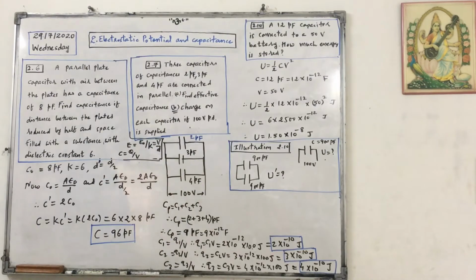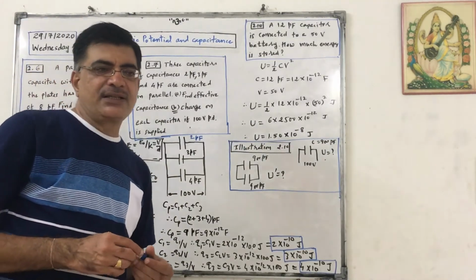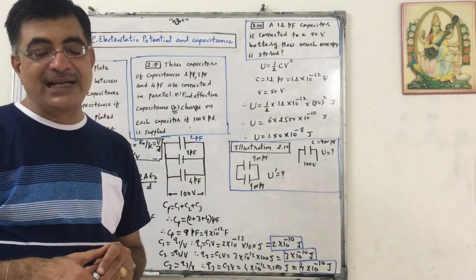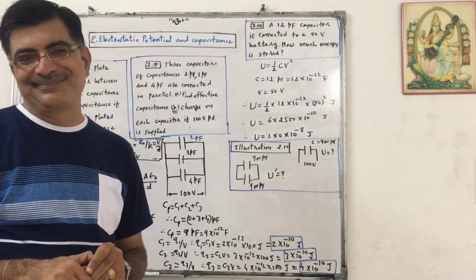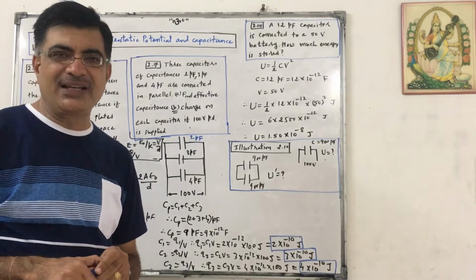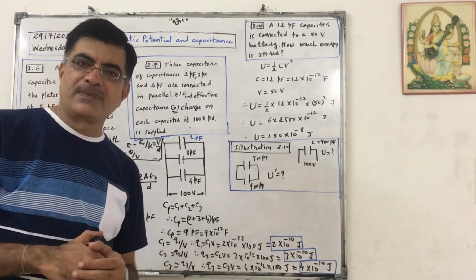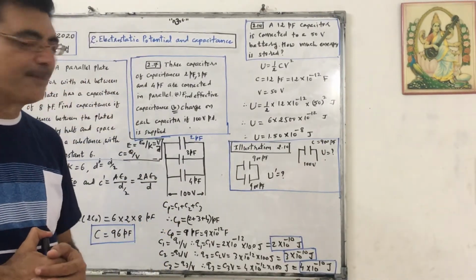You can remember like this, that if the space is filled with a dielectric of constant K, then the capacitance will become K times. Directly you can write it. I will just explain it here, but you can directly remember.